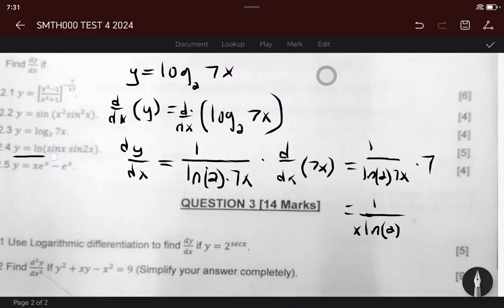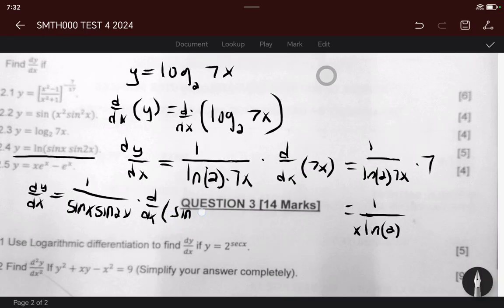Then for this, it will also be simple. If I derive y on both sides, I derive y, and then I derive ln on the other side. I'm going to get dy over dx, and then 1 over sine x sine 2x. Remember, when I derive ln of something, I get 1 over that something times the derivative of the inside, which will be sine x sine 2x.